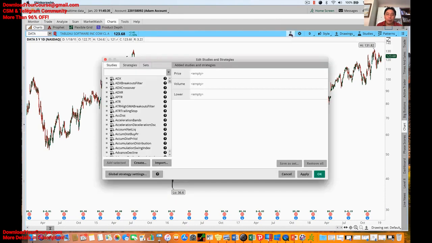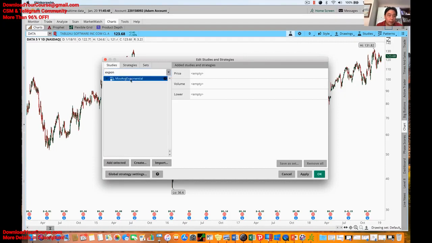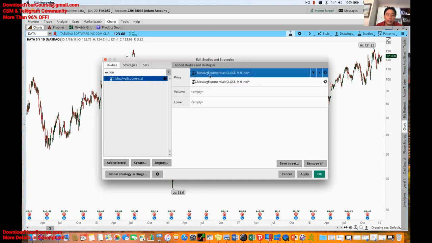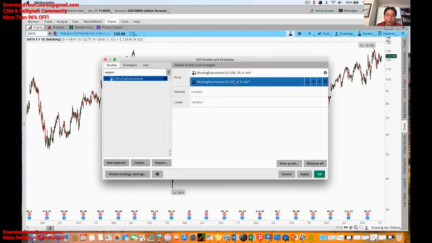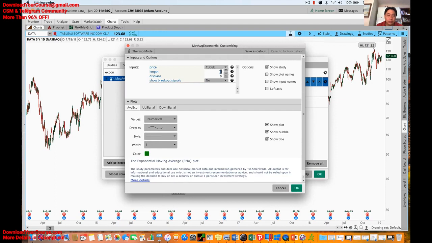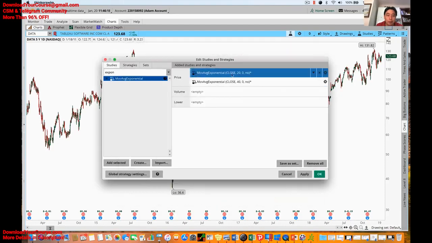So we're going to go to studies over here, and we're going to put in the exponential moving average. Click on that and click again. So we're going to have two EMAs, and the first one would be the 20 EMA. We're going to use red for that. And the second would be the 40 EMA. I'm going to use blue for that. So again, we've got the 20 exponential and 40 exponential moving averages.